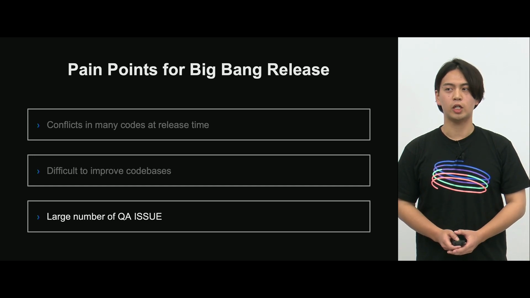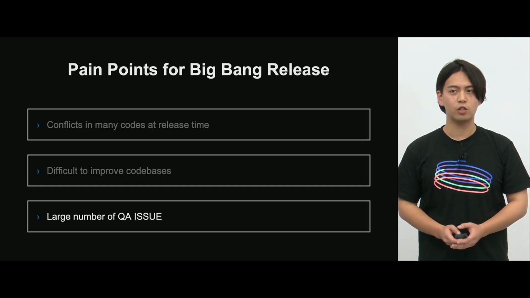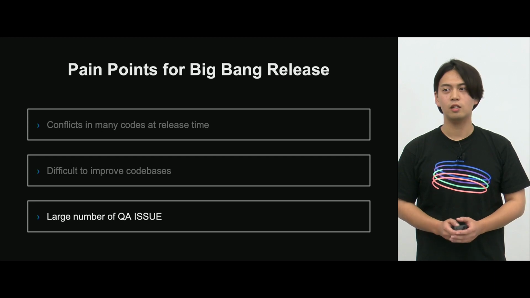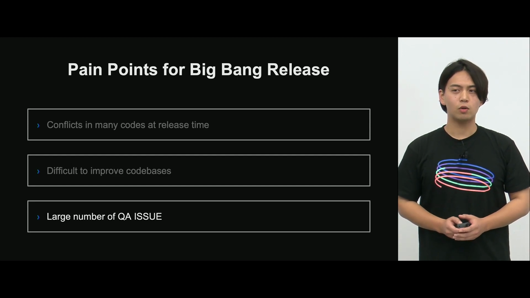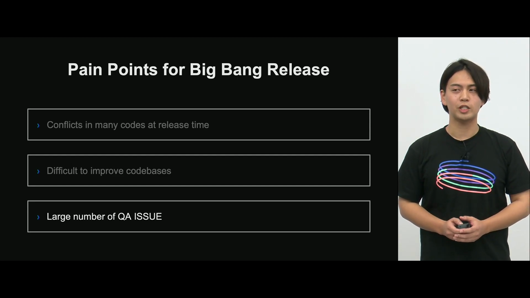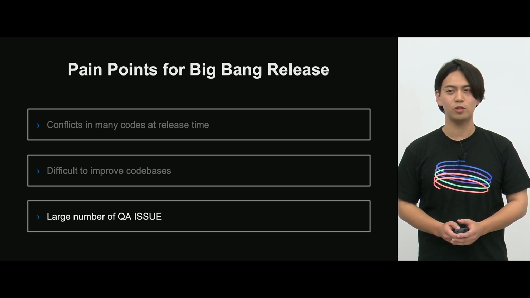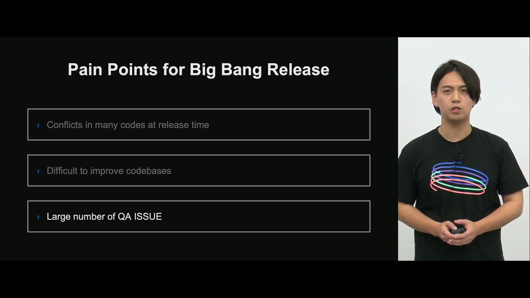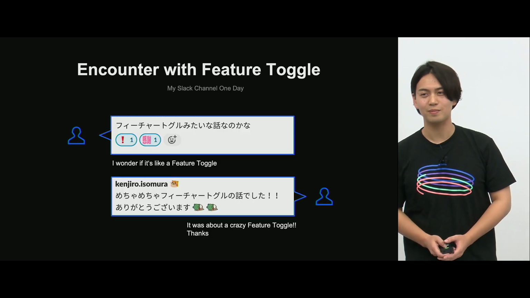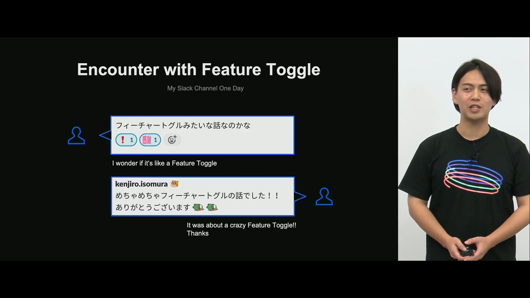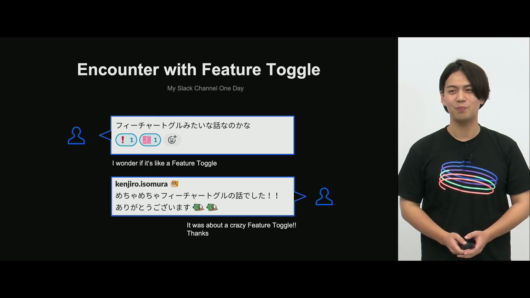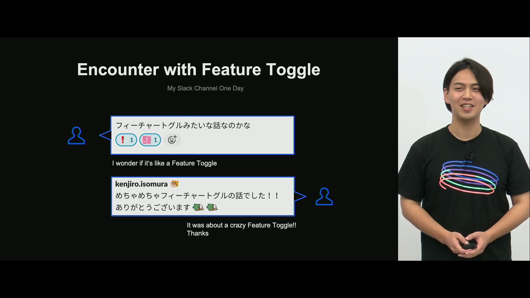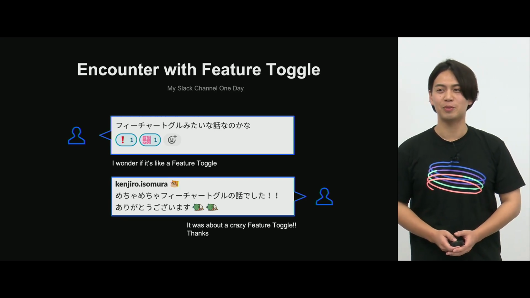With a waterfall-like big bang, where all the functionality has to be implemented and tested, there are going to be some things that we have to deal with. Because of those challenges, I decided that we needed a system that allows continuous development while ensuring that users would not be able to see the unfinished features. And this is where the feature toggle comes in.